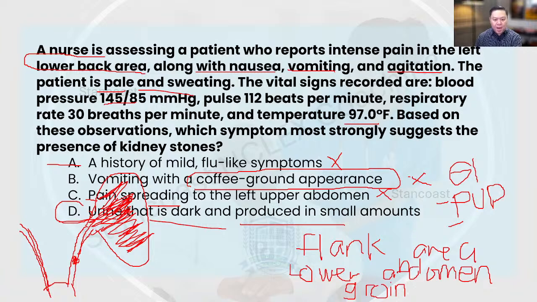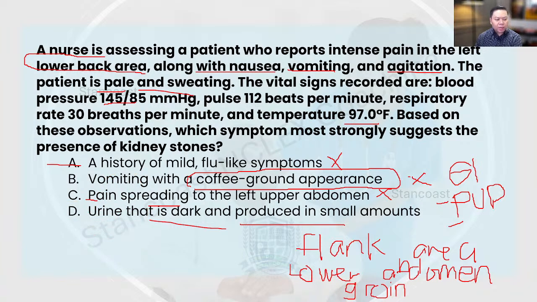Okay? Now, let me erase that. So again, we are left with just one answer, letter D. The color is dark, produced in small amounts. This is an indicator of the kidney stone. Another is severe flank pain, of course, in the lower back. It's pretty much like the classic manifestations that I have discussed. So there you go. We got this one correctly.